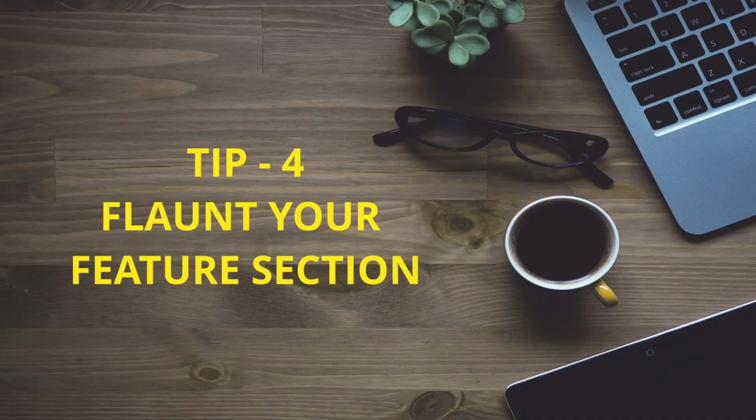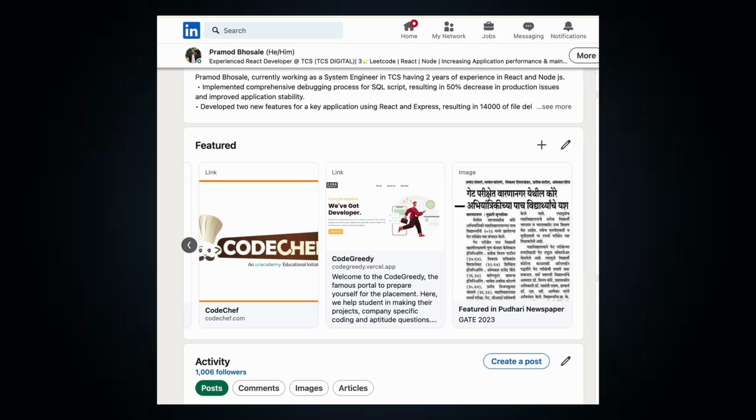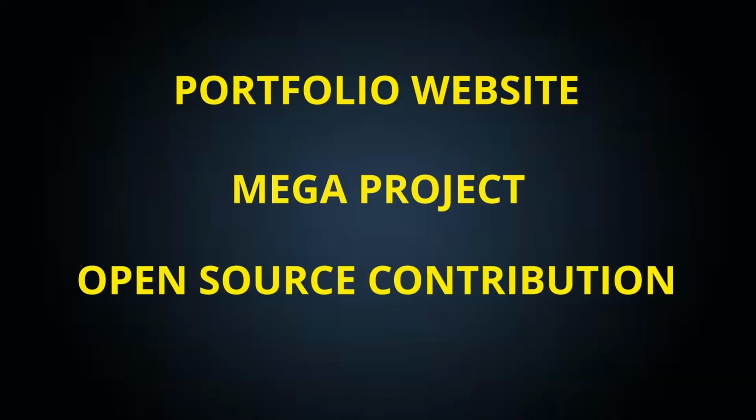Tip number 4. Flaunt your featured section. The LinkedIn featured section is one of the best places to showcase your great heights and extraordinary achievements. But I have observed many students post almost everything inside the featured section, which is absolutely wrong. Now the question comes, what are the things we can mention in our featured section? We can mention things like your portfolio website, 1 mega project, open source contributions if you have done any.